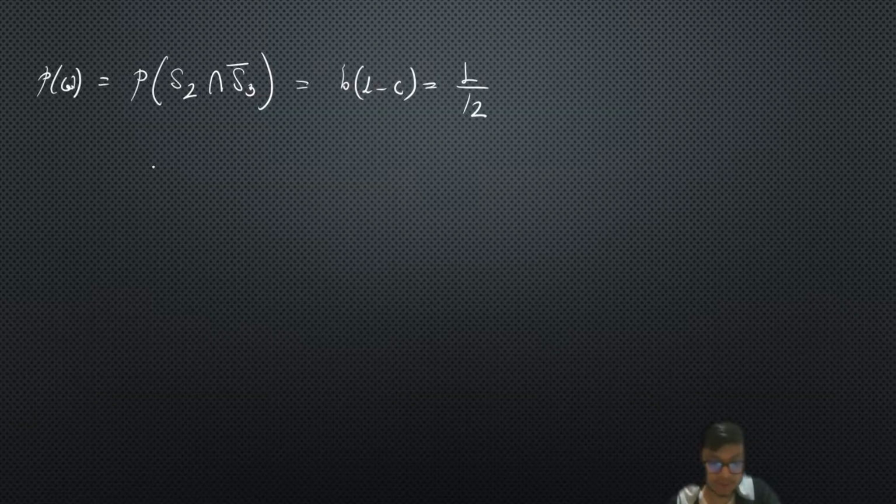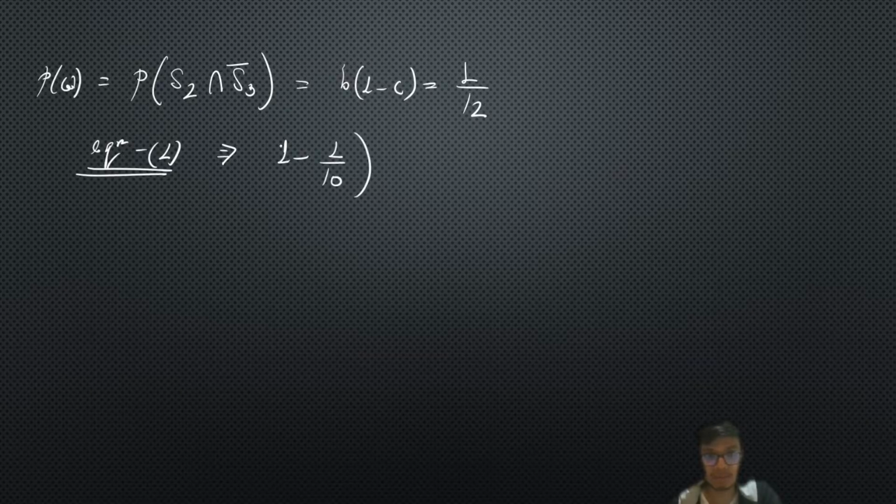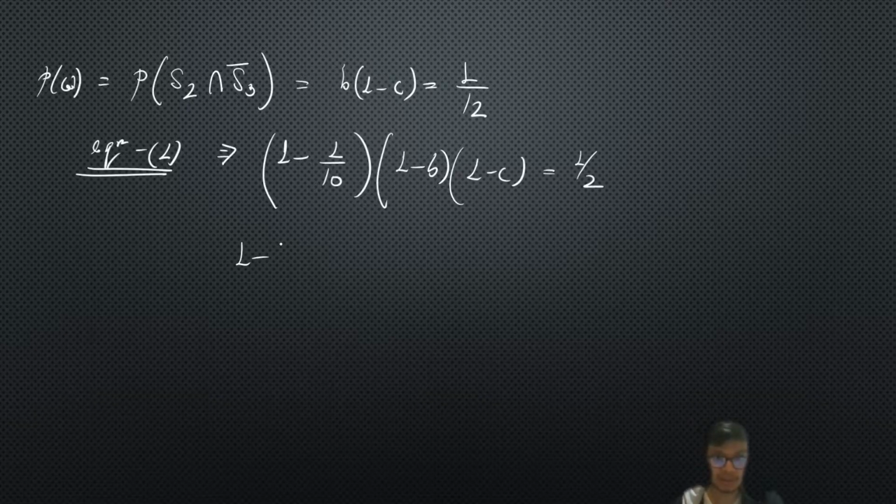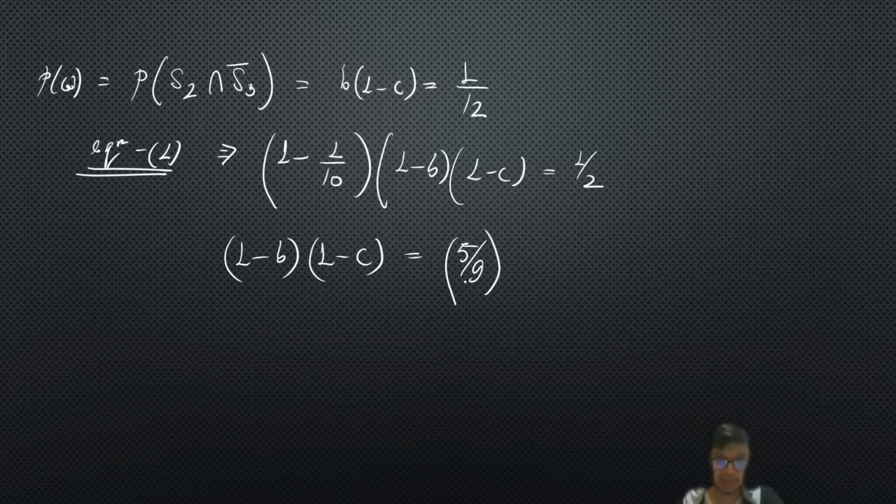If I put this back in equation number 1, using all this information, it is (1 minus 1 upon 10) multiplied with (1 minus B) multiplied with (1 minus C), and that is coming out as 1 by 2. So from here I get one more equation: (1 minus B) into (1 minus C) is equal to 5 upon 9.